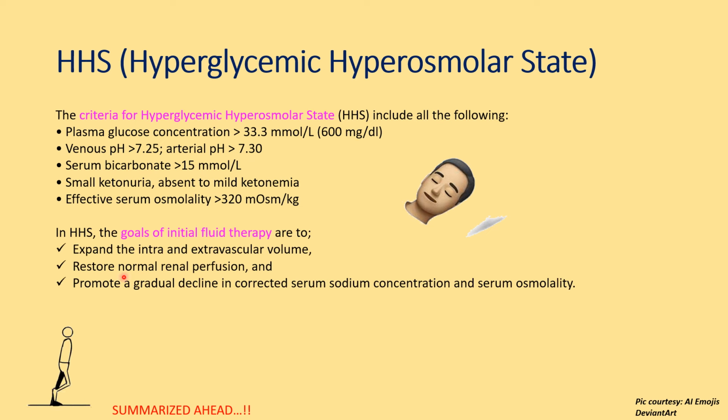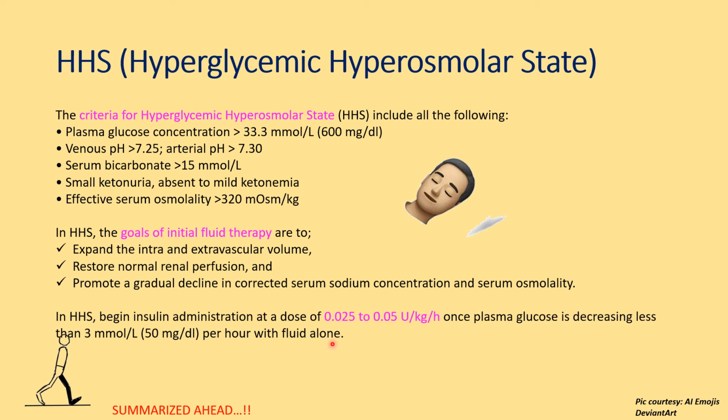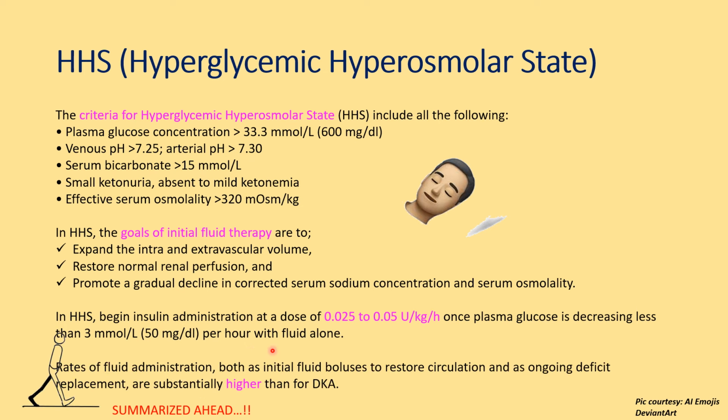In HHS, the goals of initial fluid therapy are to expand the intra and extravascular volume and restore the normal renal perfusion, and promote a gradual decline in corrected serum sodium concentration and serum osmolality, which is not of concern nowadays in DKA. In HHS, begin insulin administration at a still lower dose, that is 0.025 to 0.05 units per kg per hour, once plasma glucose is decreasing less than 3 millimoles per liter per hour with fluid alone. Now revising, the rates of fluid administration, both as initial fluid boluses to restore circulation and as ongoing deficit replacement, are substantially higher than for DKA.